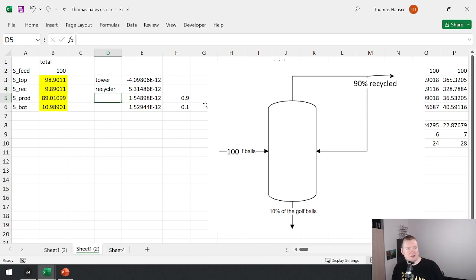And then I have two bonus equations. One is that 90% has to be sent back here. So I just take my top stream, multiply it by 90%, subtract the mass that I find down here. If that holds true, if I'm recycling 90%, that should give me 0. And finally, for the 10%, I simply say I have my feed, I have my recycle stream. If I add those two up and subtract the bottom one, then that should end up giving me the desired values. And then I just solve it. So that's how you would set this up.